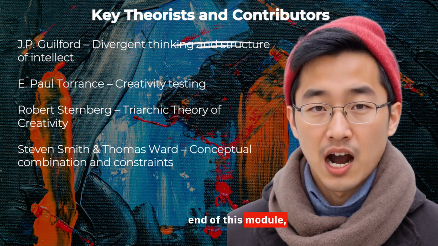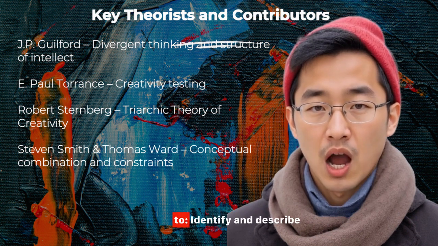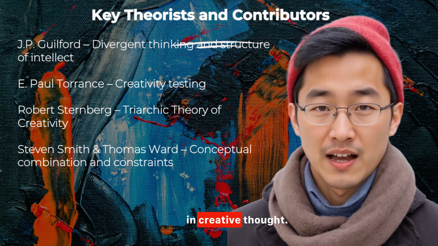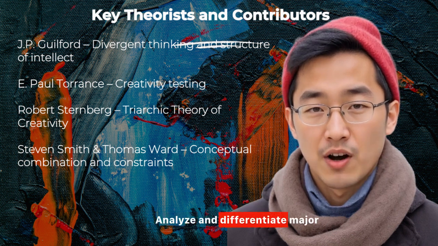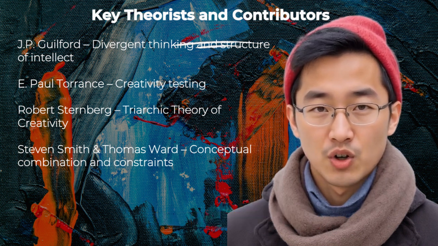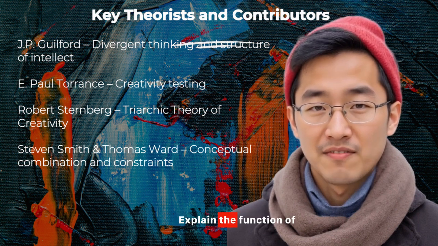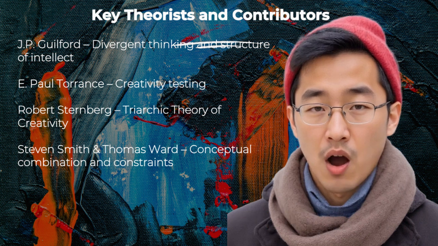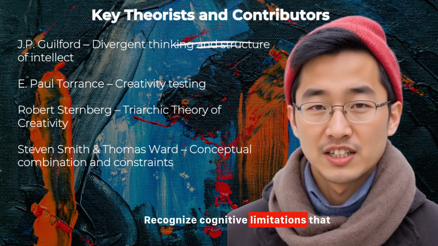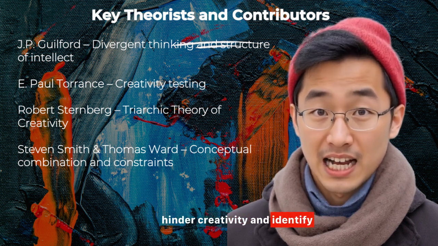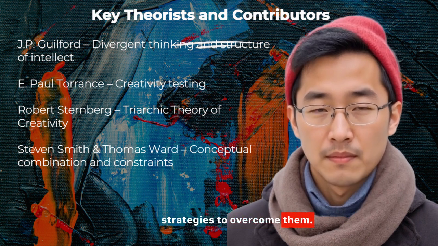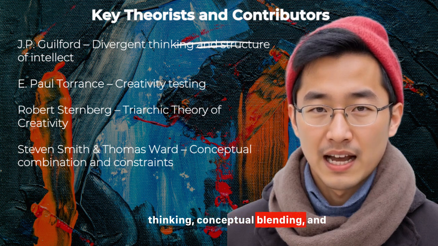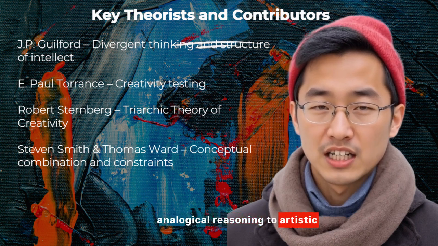Learning outcomes. By the end of this module, you will be able to identify and describe core cognitive processes involved in creative thought, analyze and differentiate major cognitive models of the creative process, explain the function of mental imagery, memory, and perception in artistic creation, recognize cognitive limitations that hinder creativity, and identify strategies to overcome them, apply concepts of divergent thinking, conceptual blending, and analogical reasoning to artistic tasks.